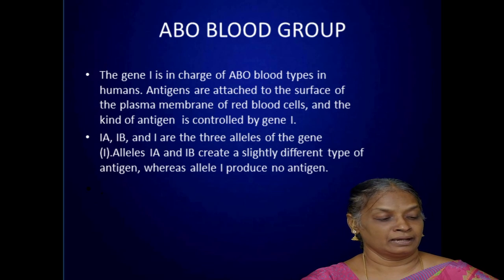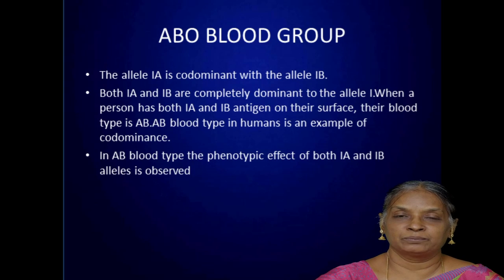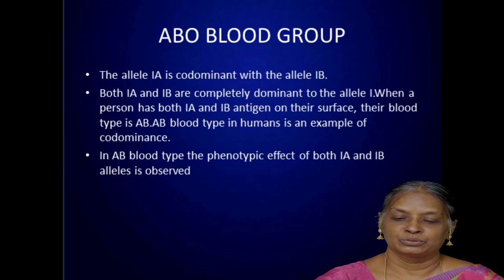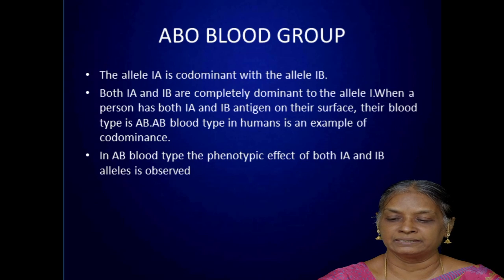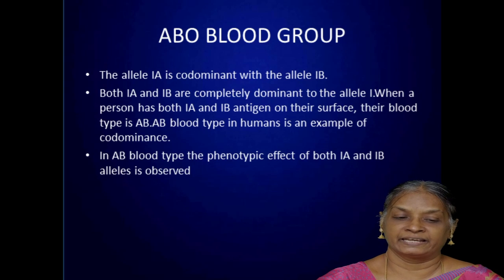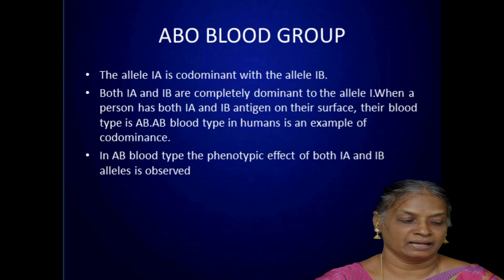But when IA and IB are present, they produce both the antigens A and B. That is, the allele IA is co-dominant with the allele IB. So, when a person has both A and B antigens on the surface of their red blood corpuscles, their blood type is AB. AB blood type in man is thus an example of co-dominance. In AB blood type, the phenotypic effect of both IA and IB alleles is observed.